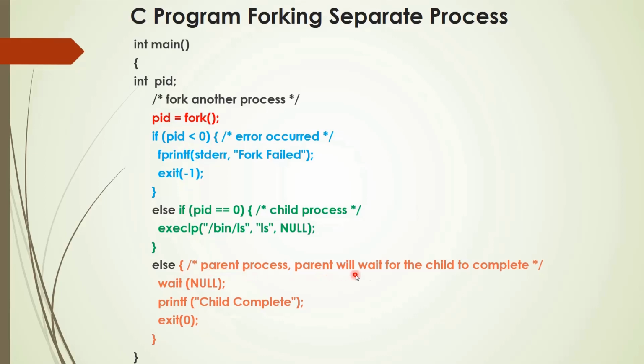So the parent will wait for the child to complete using this wait system call. The parent waits for the child to complete, then the parent prints that the child has completed its execution, and then it uses the exit system call. So this is how the fork system call can be used to create a new child process.